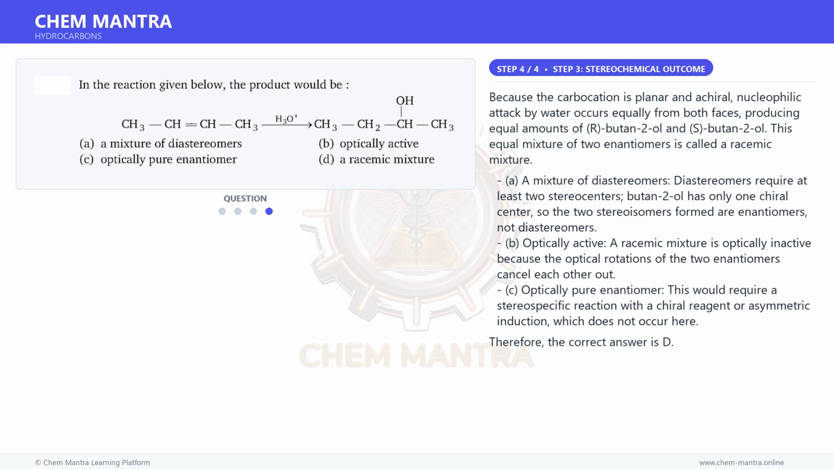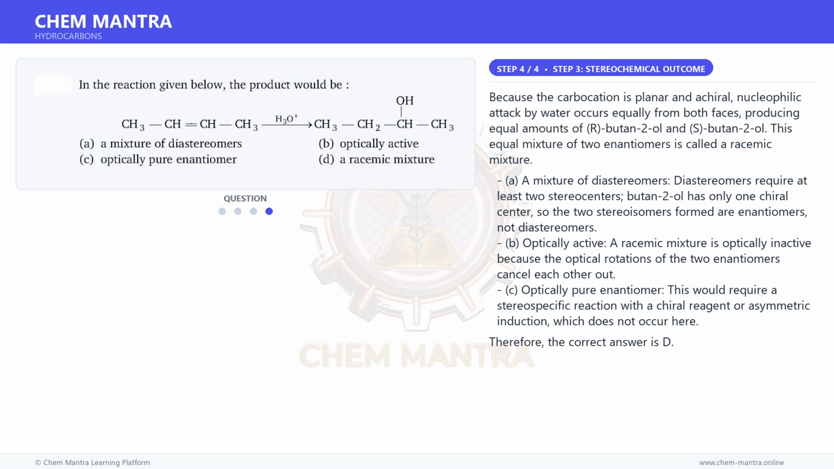And for the final step, because the carbocation is planar and achiral, nucleophilic attack by water occurs equally from both faces, producing equal amounts of R-butan-2-ol and S-butan-2-ol. This equal mixture of two enantiomers is called a racemic mixture.